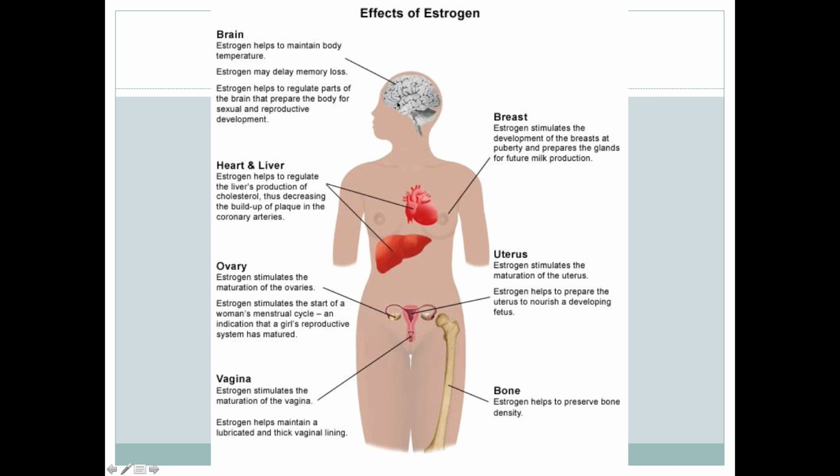It maintains body temperature, which is why when people go through menopause, they have hot flashes, and then they start shaking and sweating. So it is needed for body temperature homeostasis. It helps delay memory loss, which is why, in association with bone density, the more estrogen there is, the stronger the bones. They would give estrogen replacement therapy to women after menopause to help stave off dementia and osteoporosis.